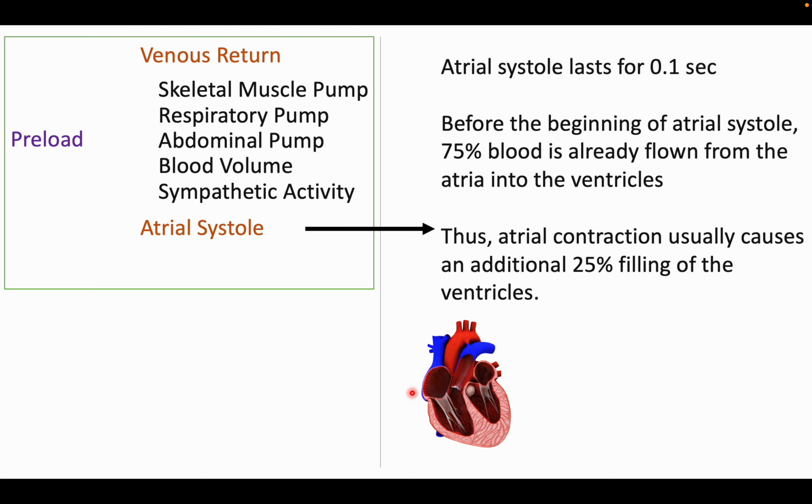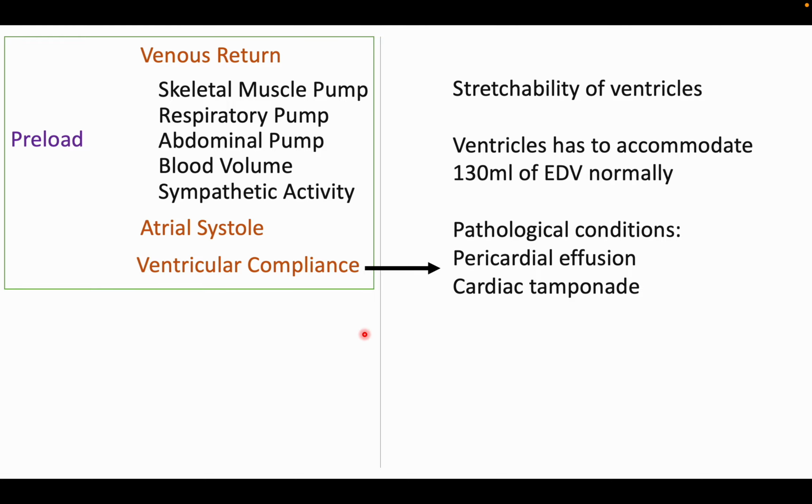When the atrial systole is defective, at that time the end diastolic volume is decreased, and so is the cardiac output. After atrial systole, the other effective part is ventricular compliance, which can also affect preload. So these ventricles are stretchable.